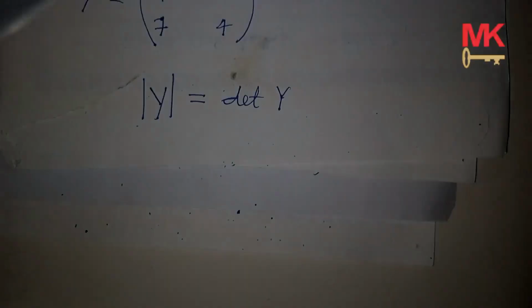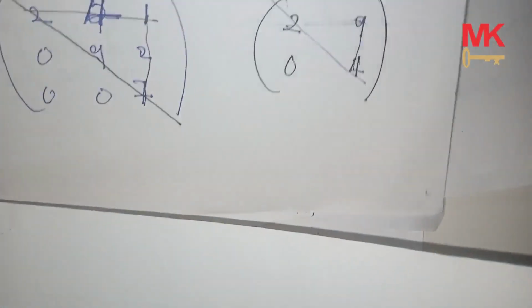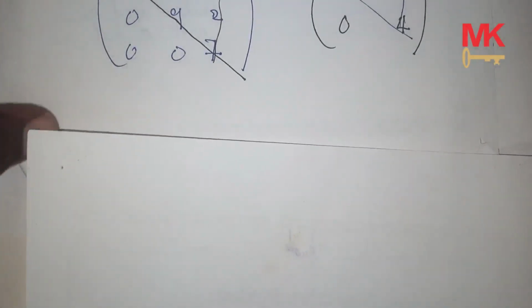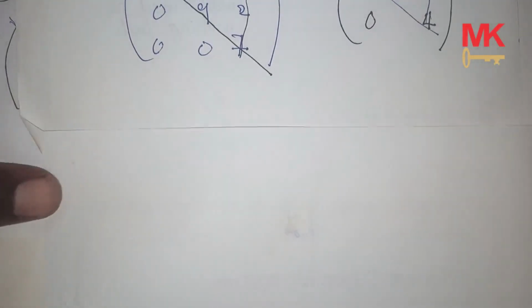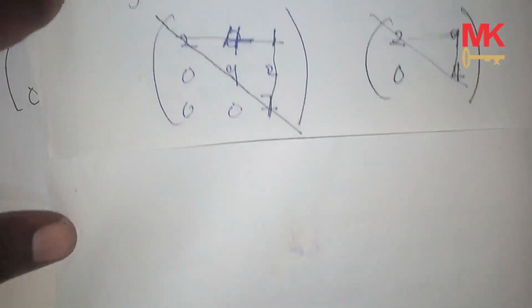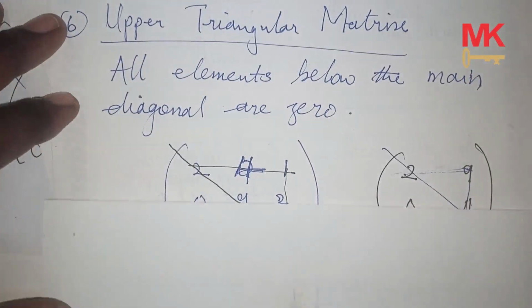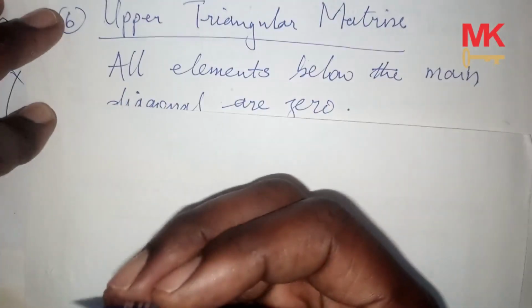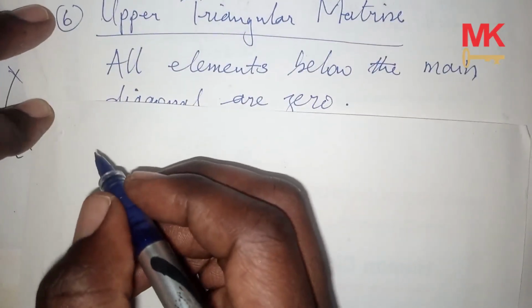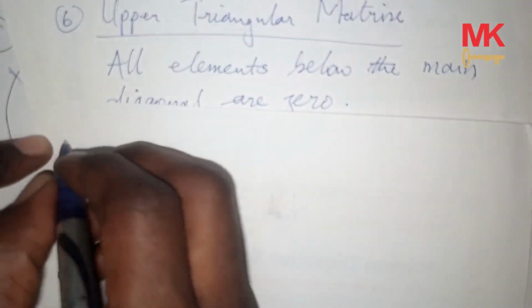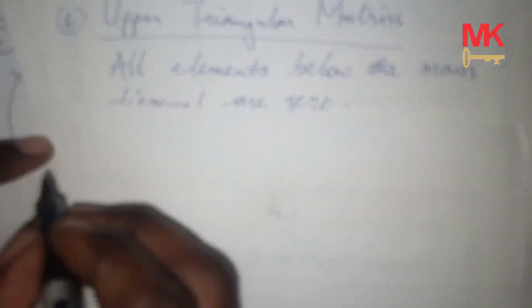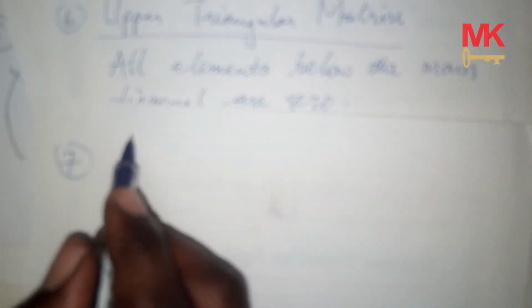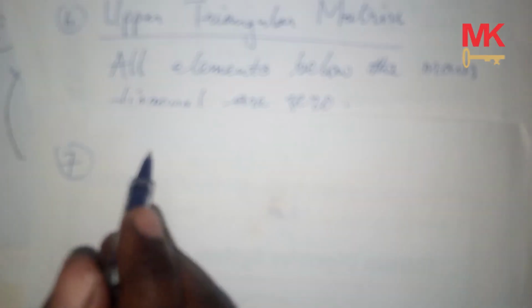And then we will have the lower triangular matrix, which is the last type of matrix we're going to look at now. Okay, so this is upper triangular. Then we'll look at the lower triangular matrix. Number 7. I'm going to go with the blue pen. Number 7, the lower triangular matrix.